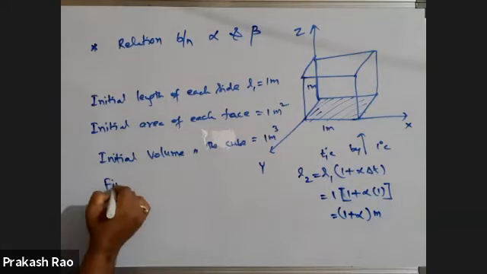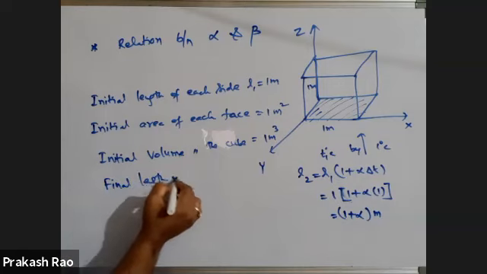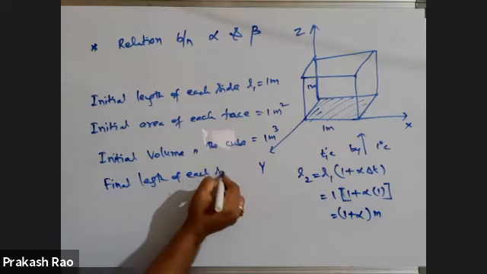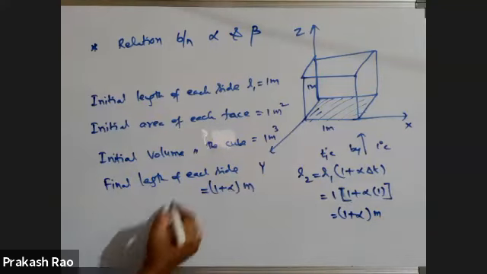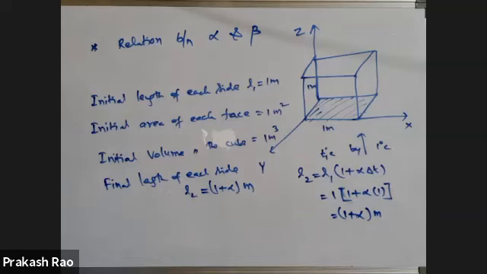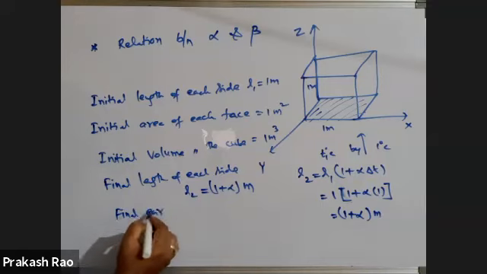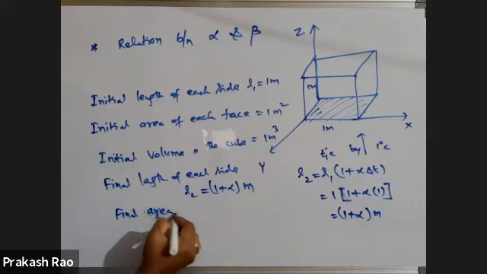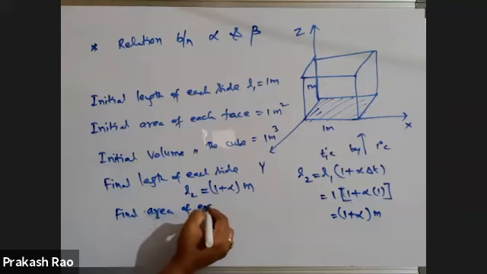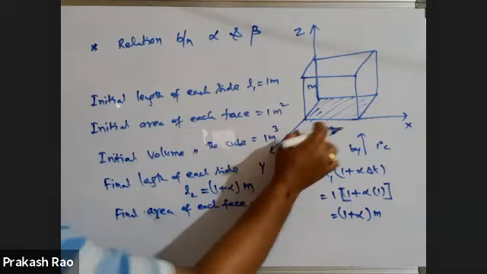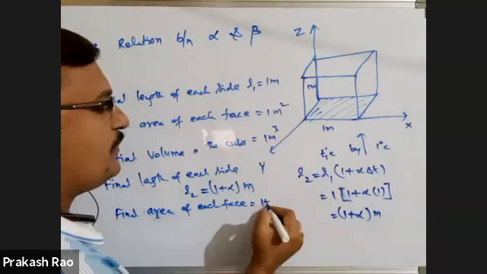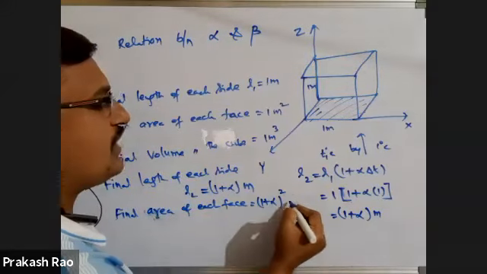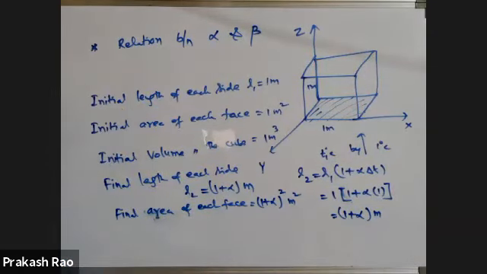So next, the final length of each side. How much will you get? 1 plus alpha meter. This is the final length, L2, 1 plus alpha meter. Next, the final area of each face. How much is it? Now this length is 1 plus alpha, and this length is also 1 plus alpha. 1 plus alpha into 1 plus alpha, 1 plus alpha whole square meter square.